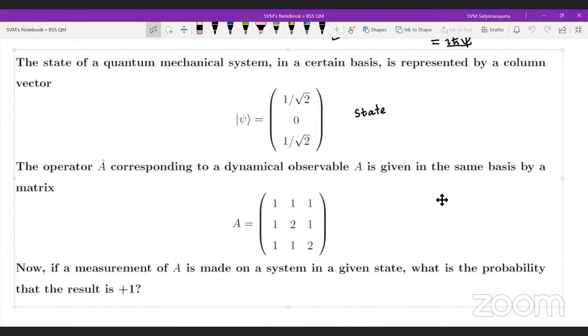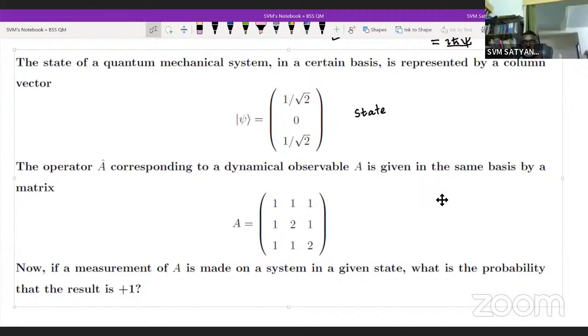Yes, sir. Without finding, you don't even have to find, because they said result is +1, because the result of any observable has to be one of its eigenvalues. That is the structure of quantum mechanics. That is the postulate of quantum mechanics. So if they say result is +1, then we know that +1 is an eigenvalue of A. We don't have to find out to say that. Is that clear?